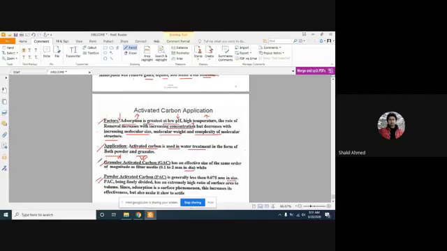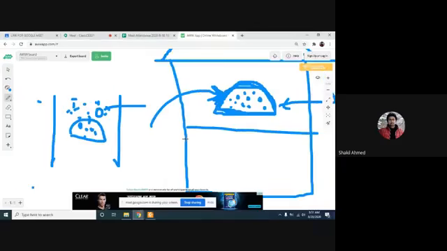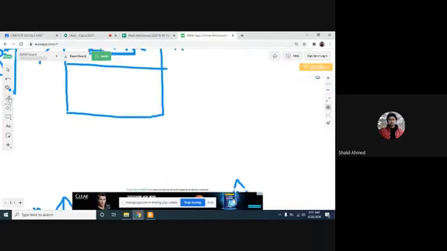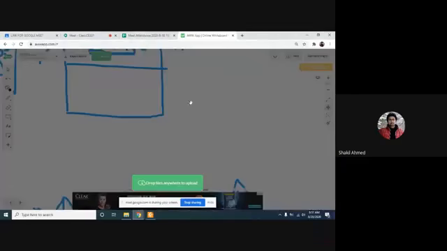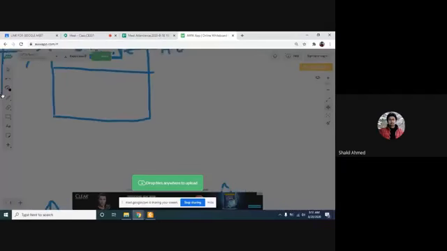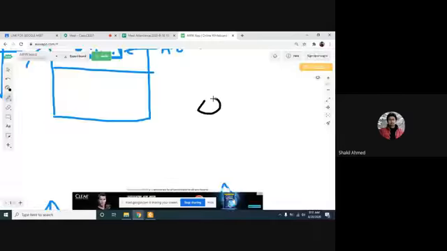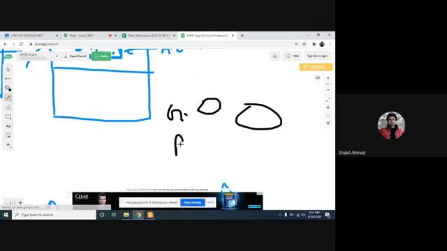So it can be used in granular form, where the size is much larger, like this, and in powder form, where these are very small activated carbon particles. So granular activated carbon and powdered activated carbon.